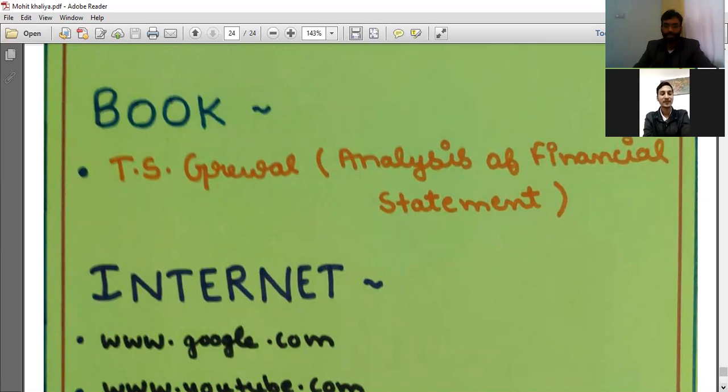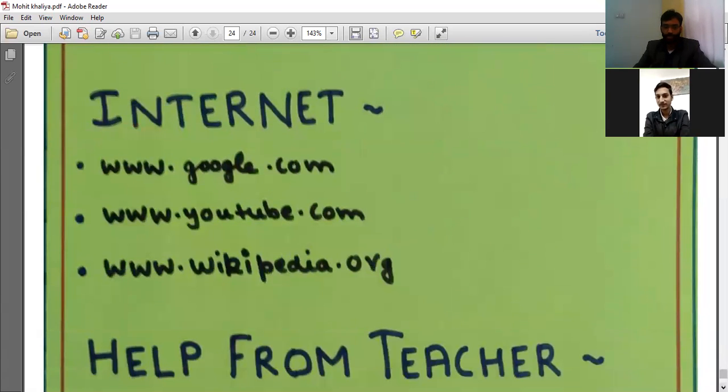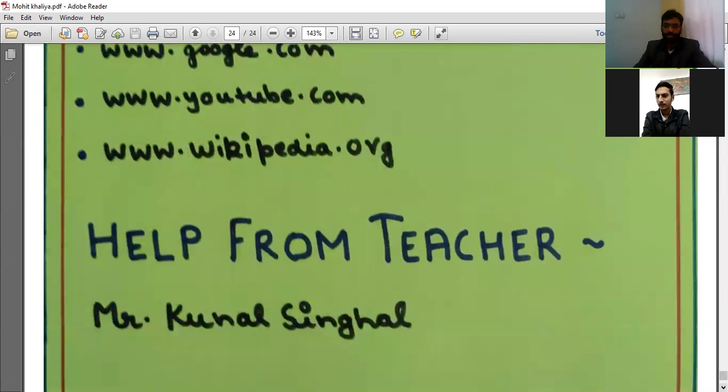Okay, on the last page you have attached the bibliography. In the bibliography you have presented the book T.S. Grewal. Okay, fine. Internet sources you have presented the name of the websites, that is also correct. But providing this sentence, that is help from the teacher, this should not be presented in the bibliography. It should be presented in the acknowledgement.